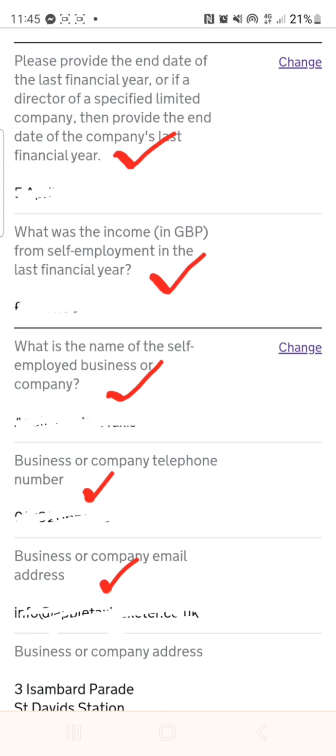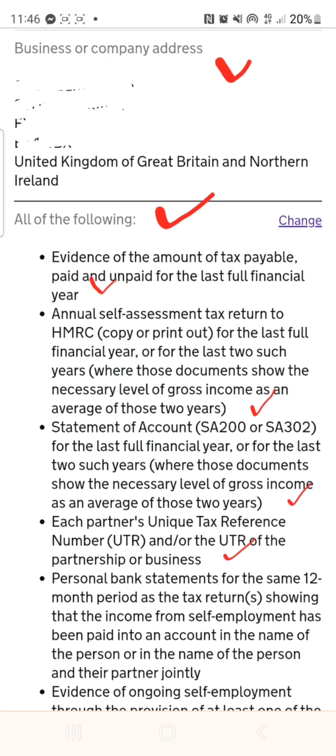Here is the self-employment income details, all the details. What is the income from self-employment in the last financial year? What do you do for work basically? What is the name of the self-employed business or company? Here are the self-employment details, and it is asking, where you fill up the form about the finance section, for the evidence you need to provide.